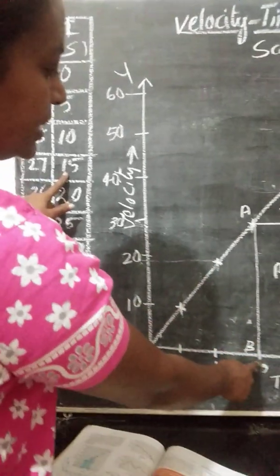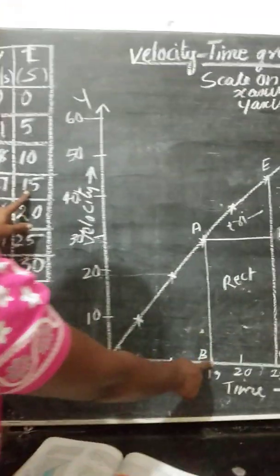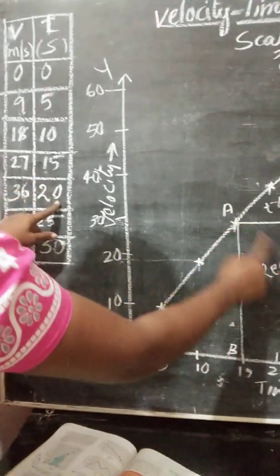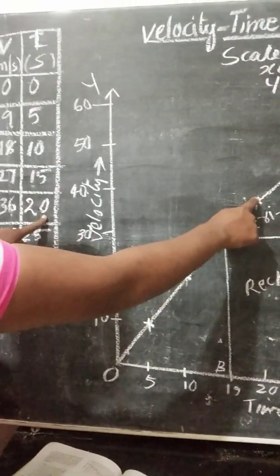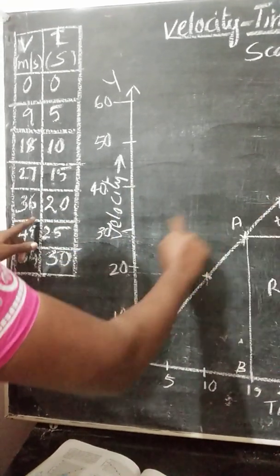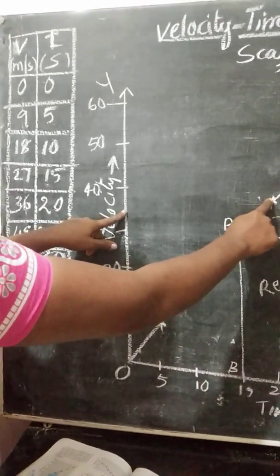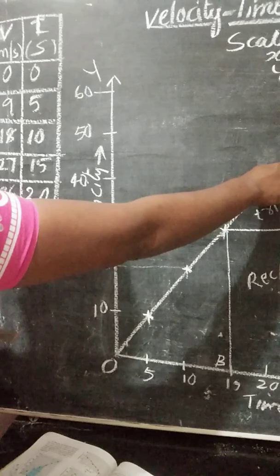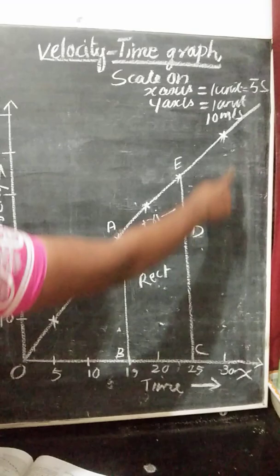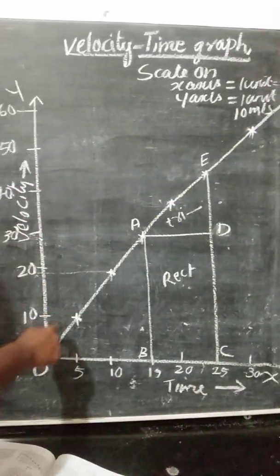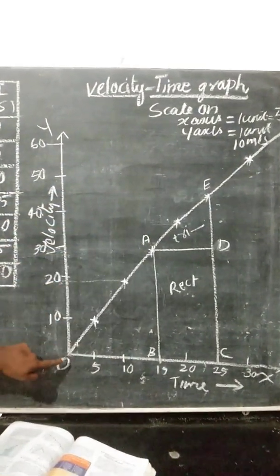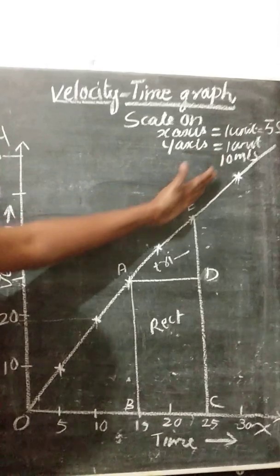Then 15, 27: 15 on the x-axis and 27 on the y-axis. This is the point of intersection. Then 20, 36; 36 means the 6th line from 30. Then 25, 45, and finally 30 and 54. I marked all the points of intersection and joined them from the top to the origin. Now I got a straight line.